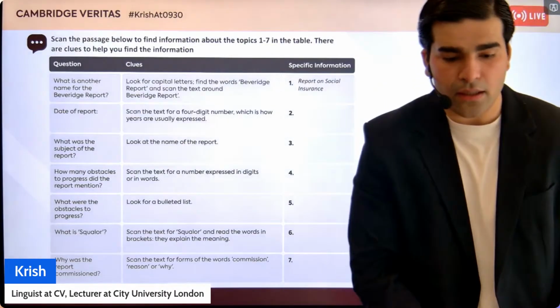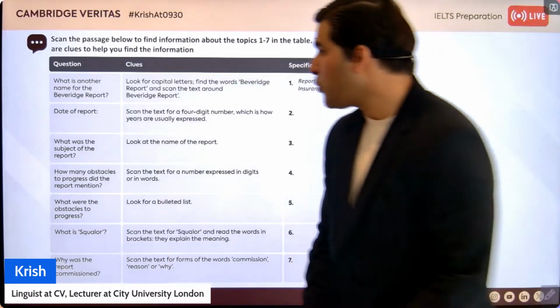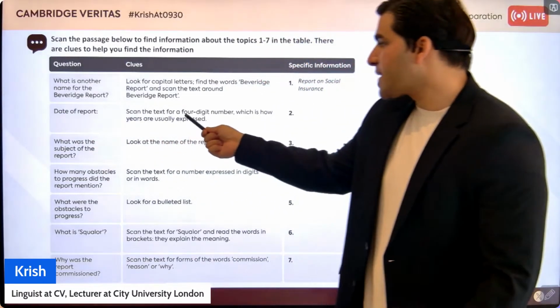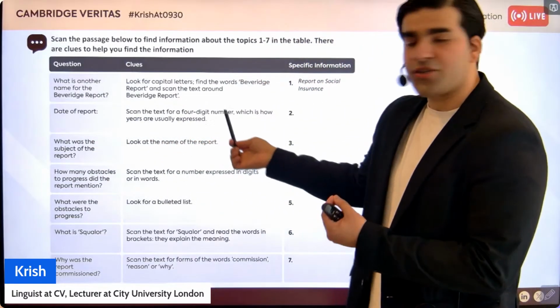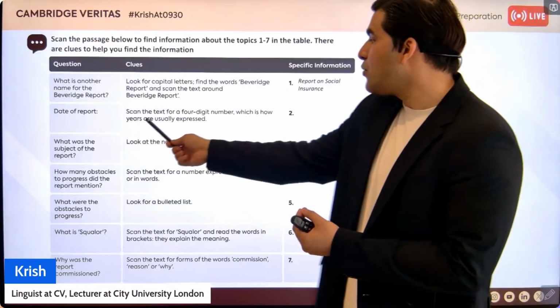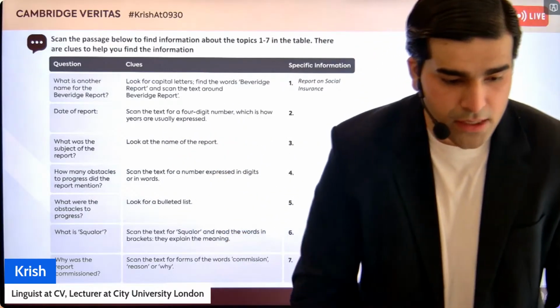Now, very quickly, tell me what is the date of the report. Scan the text for a 4-digit number, which is how years are usually expressed. So what is the date? Tell me.